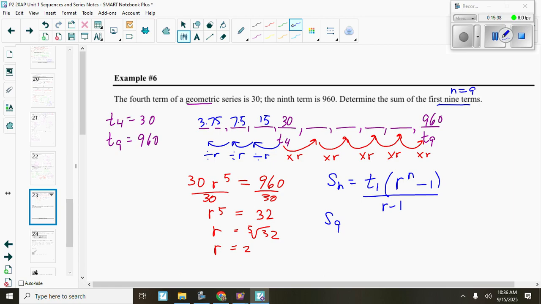The formula has Sn. When you're actually finding a sum, I want you to substitute what n is equal to in this part as well. We can find our term 1, 3.75. Our R was 2, my n is 9. R is 2. And then we're just putting that right into our calculators.